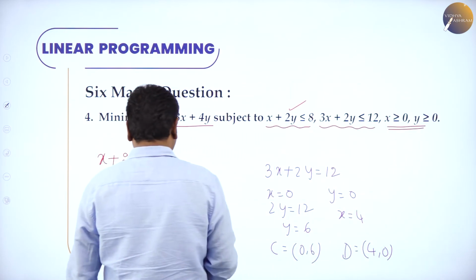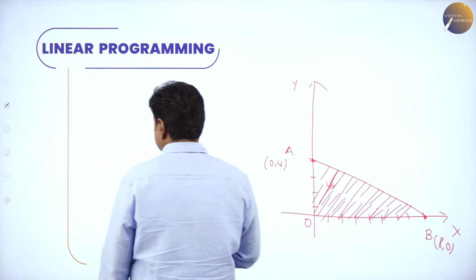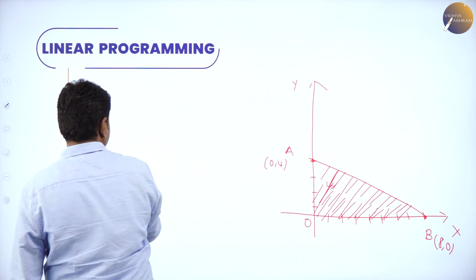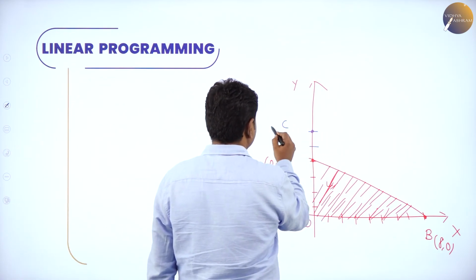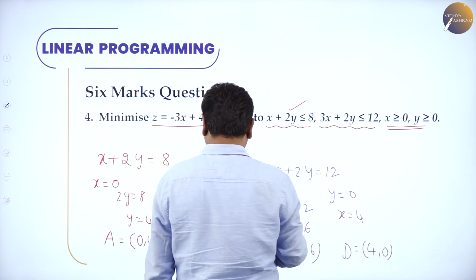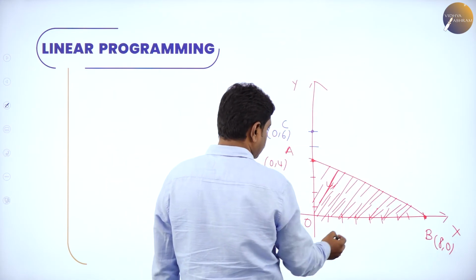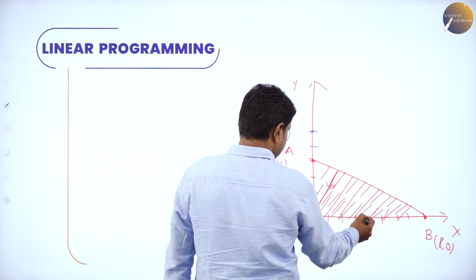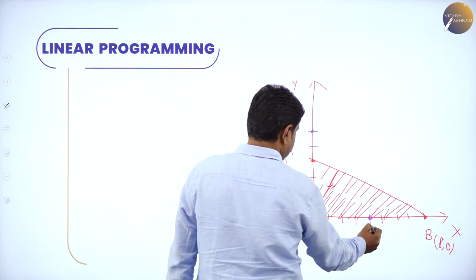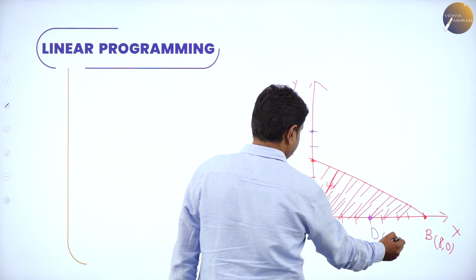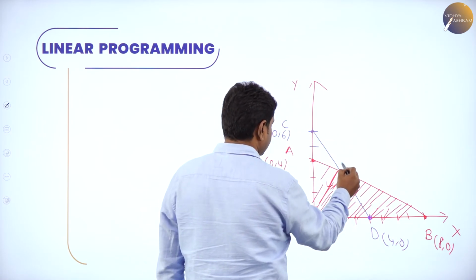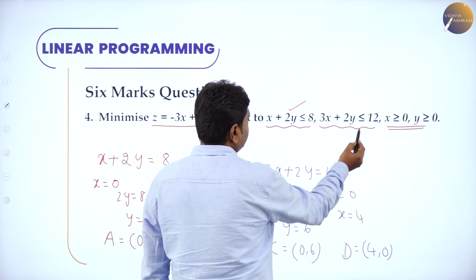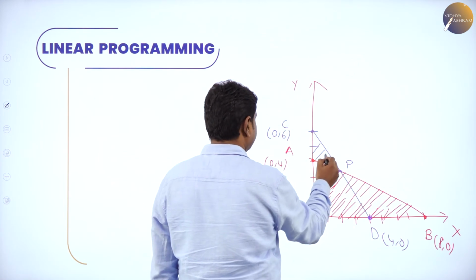And then the second line, C is 0, 6. 0, 6 means 5, 6 here. And D is 4, 0. 1, 2, 3, 4, 0. D is 4, 0. Stretch a line between these two so that they'll intersect at this point. Now again they told less than. Less than means what? Shade below.